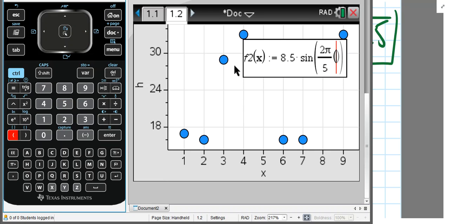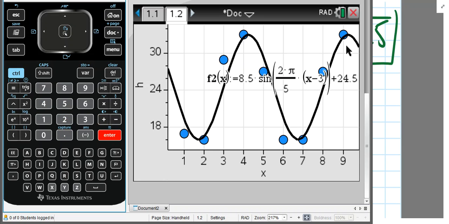I'll start another set of parentheses, and on the inside we'll write x minus 3 for that rightward shift of 3. I'm running off the screen. Let me see if I can move this. It's not going to let me right now. So x minus 3, and off the screen I'm typing plus 24.5, and I'll press enter. And there you have it.